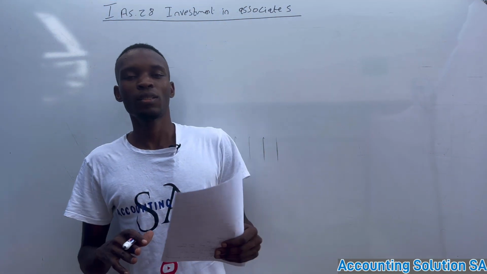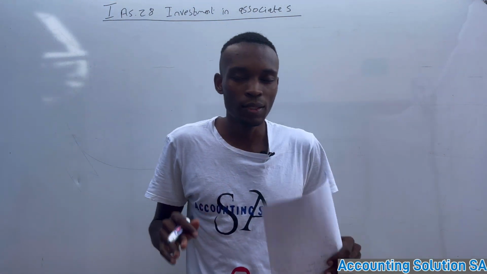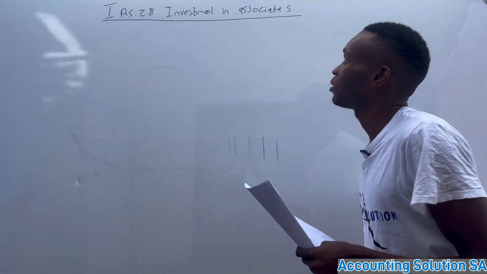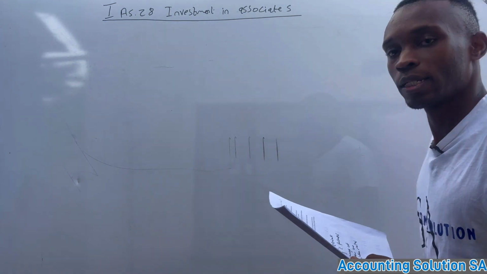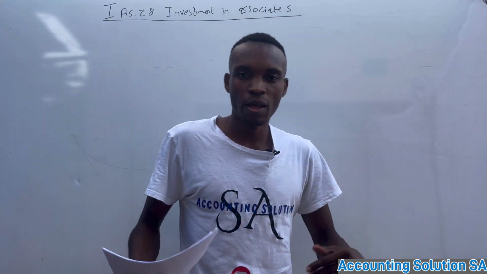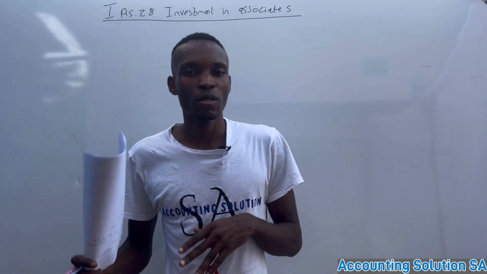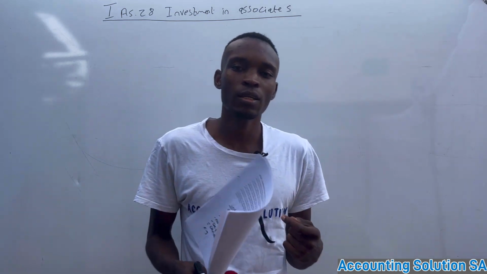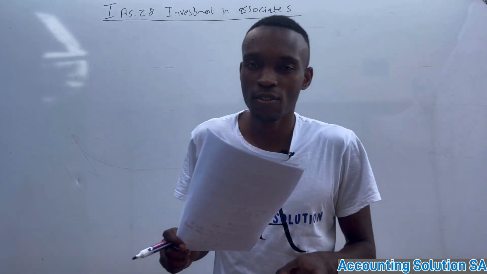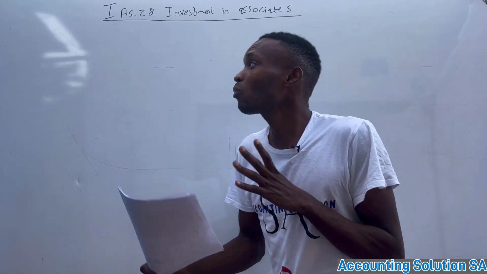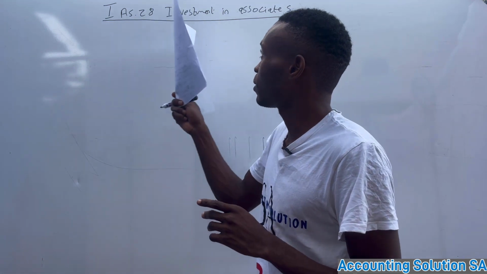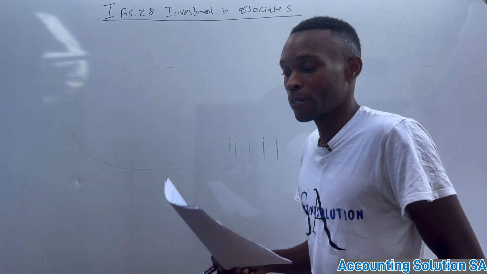Okay guys, in this video we are going to discuss the introduction to IAS 28, which is known as investment in associate. Remember, in the previous videos we discussed IFRS 3 on business combinations, and we also did IFRS 10 on consolidated financial statements. In this video we are going to identify how this kind of combination needs the investment in associate principle.